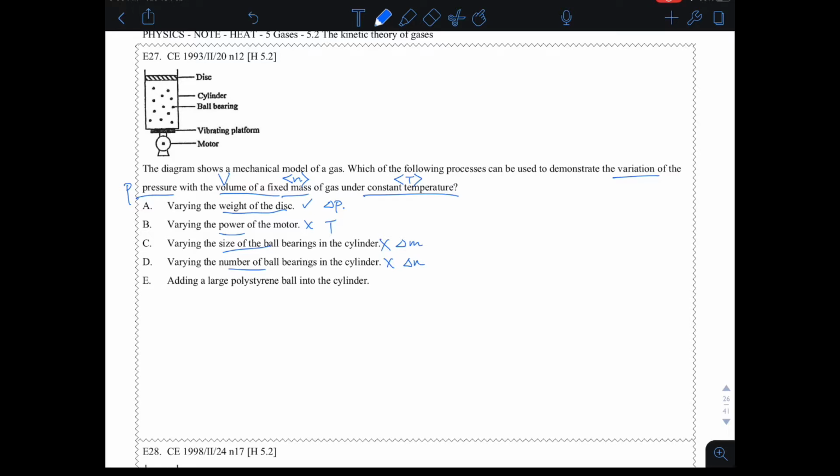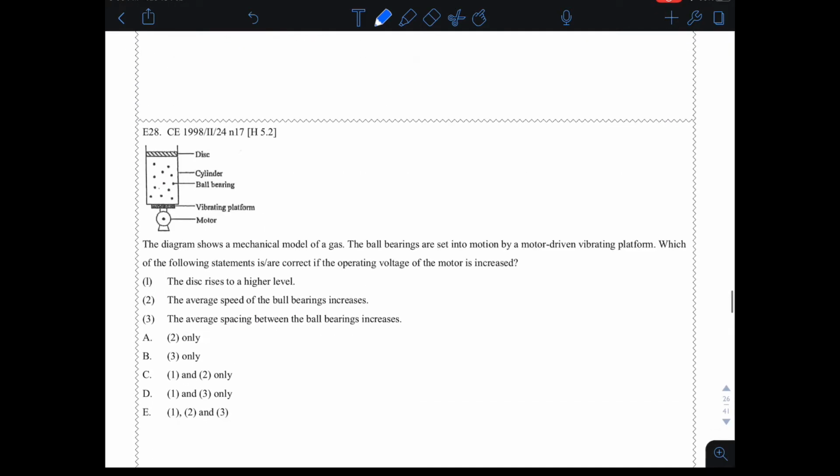Adding a large polystyrene ball, in fact, no, because this is simulating smoke particles. That means you are simulating the Brownian motion. So the answer should be A here.